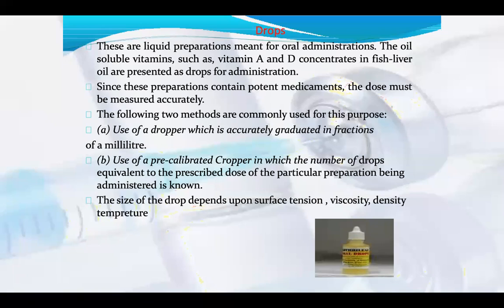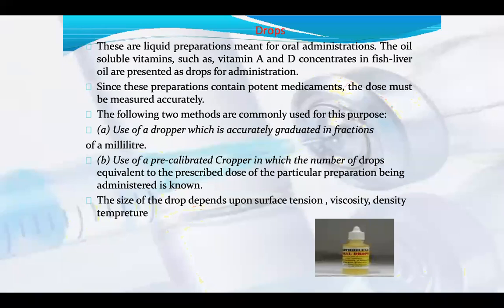Don't guess. That's why I told you that you have various measuring tools at your home. You have teaspoons there. You have dessert spoons over there. So you must measure accordingly the dose which is required. The underdose cannot cure the disease, and overdose can provide different side effects.